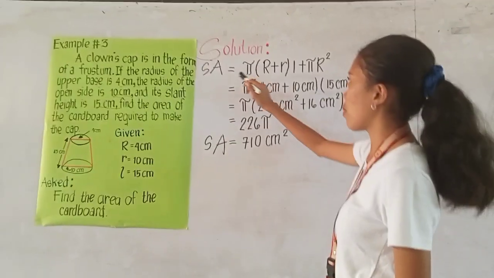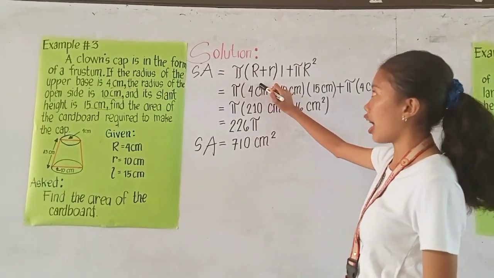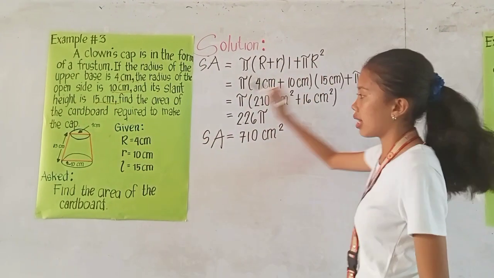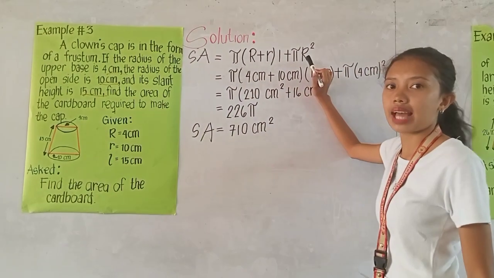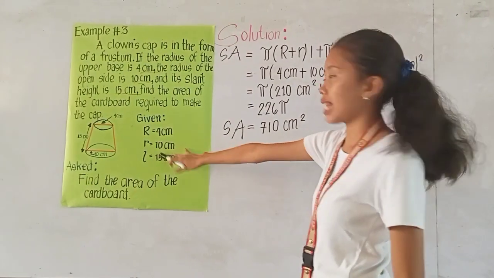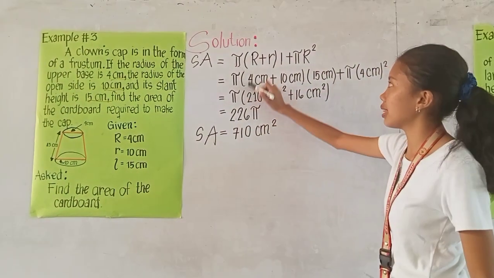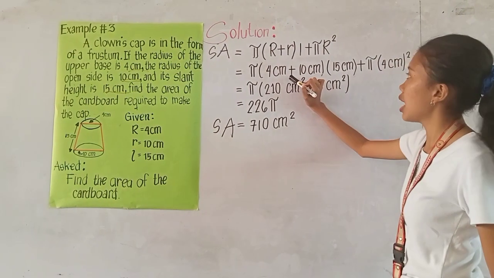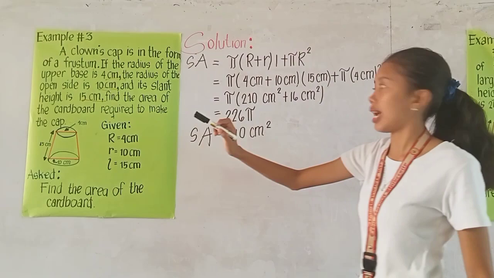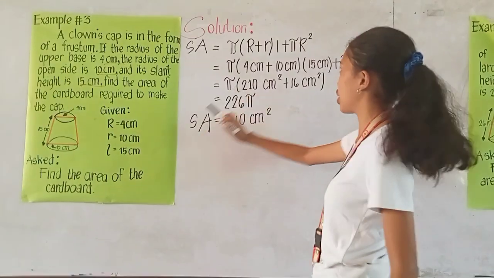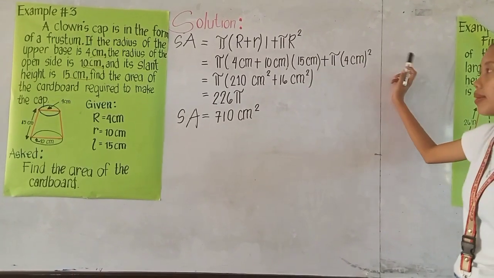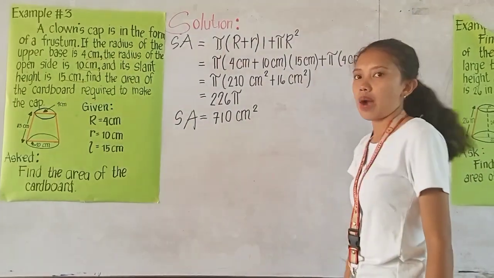Solution. SA equals 5 times R, the upper base, plus R, the lower base, times L, the slant height, plus 5 times R, the upper base, squared. So we substitute the given: 5 times 4 centimeters, the upper base, plus 10 centimeters, the lower base, times 15 centimeters, the slant height, plus 5 times 4 centimeters squared, the upper base.